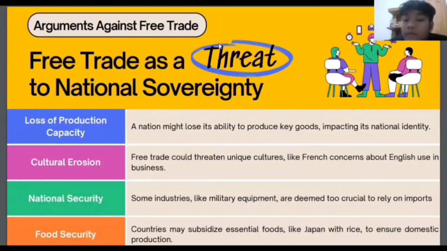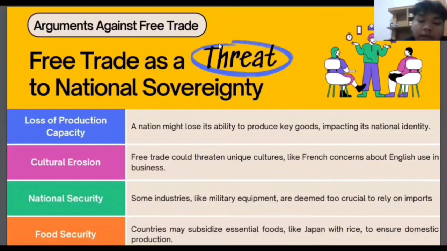Economists often support free trade but argue against efficiency-based systems that prioritize political and socio-cultural factors, and they advocate for government tariffs or import restrictions on foreign imports. Several of these arguments follow. The first one is free trade as a threat to national sovereignty.